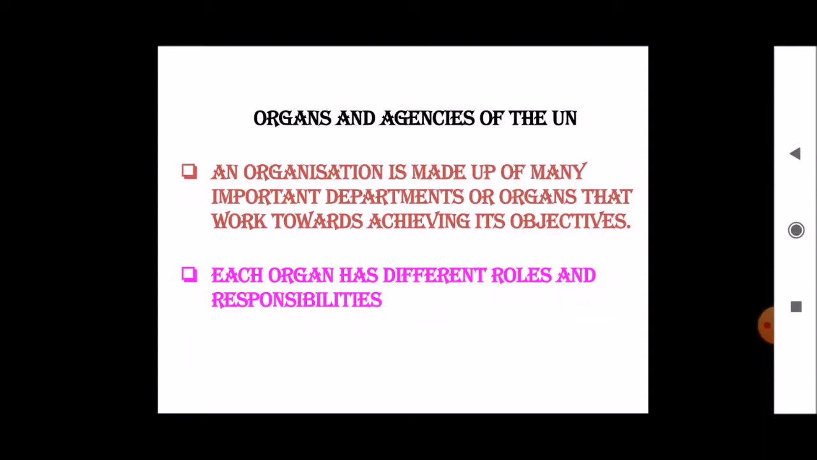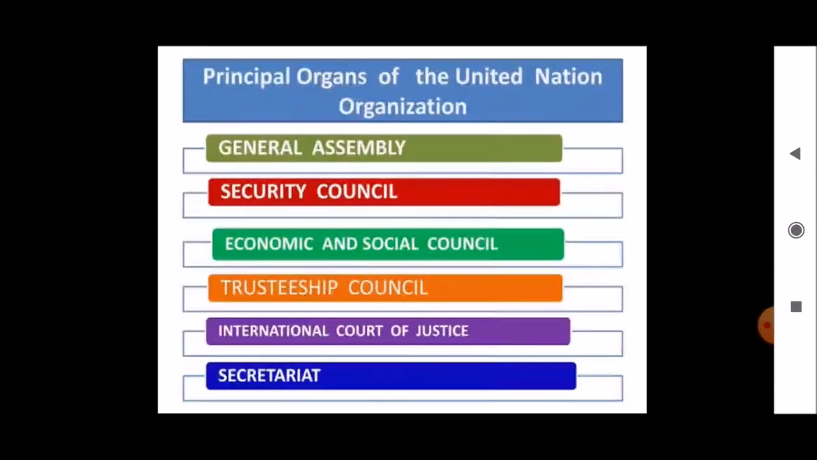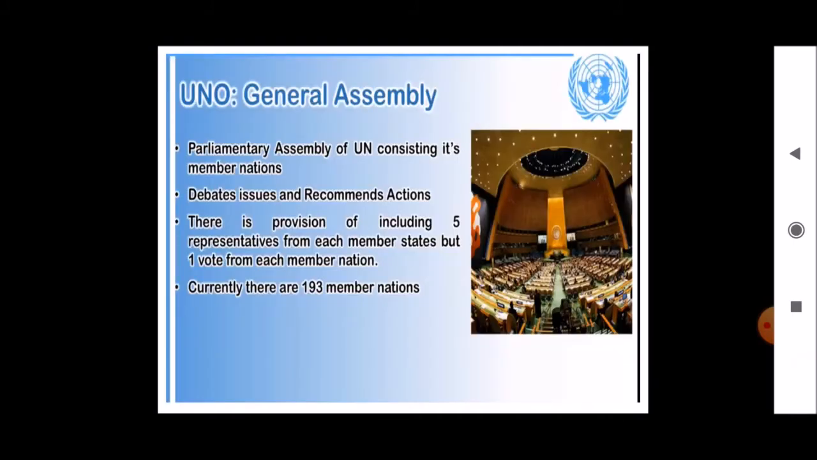So here we are going to see briefly about the main organs of the UN. First, what are the organs? The first organ is the General Assembly, then Security Council, Economic and Social Council, Trusteeship Council, International Court of Justice, Secretariat. Let us see about the General Assembly first. This is the main body of the UN. It plans the work that the UN does every year. All member countries of the UN are represented in the General Assembly.